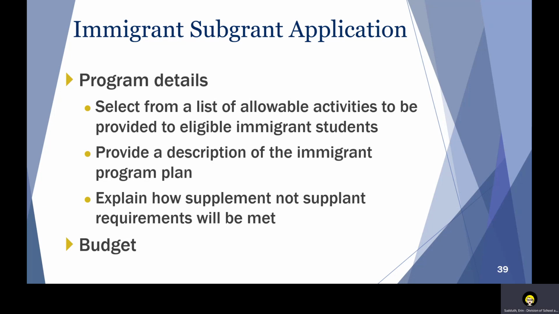The Immigrant Subgrant application includes a program details page in which the district should select from a list of allowable activities to be provided to eligible immigrant students, provide a description of the immigrant program plan, and explain how supplement not supplant requirements will be met. The application also includes a budget page. The same requirements detailed under the Title III budget page apply to the Immigrant Subgrant budget page as well.